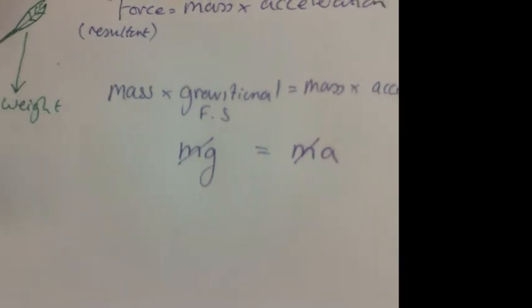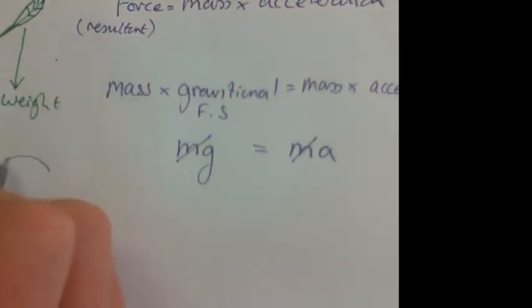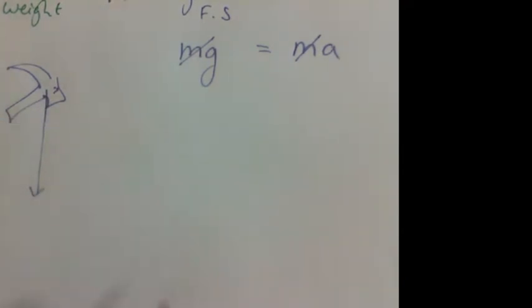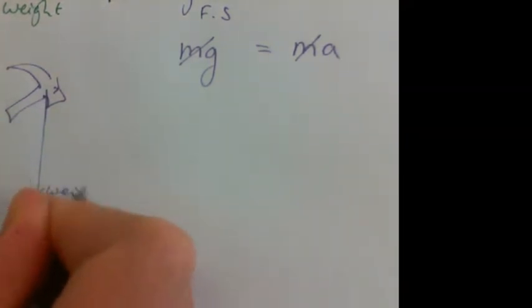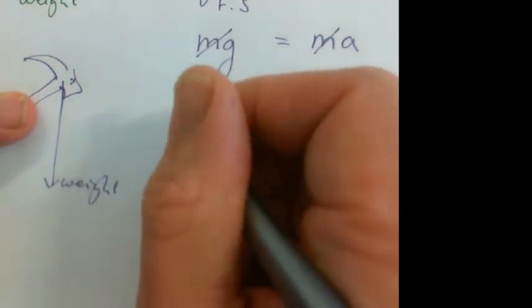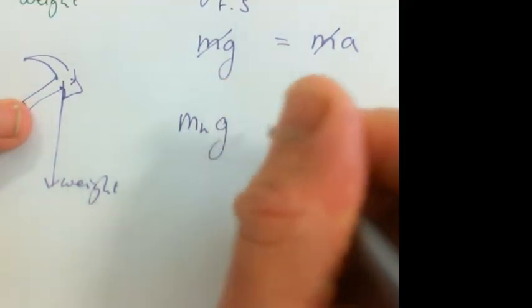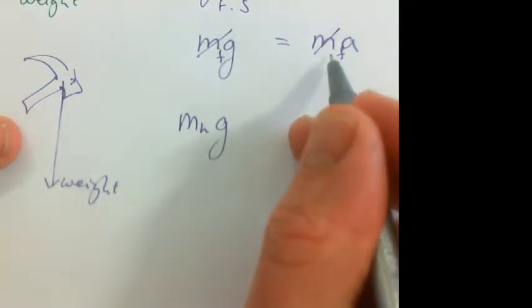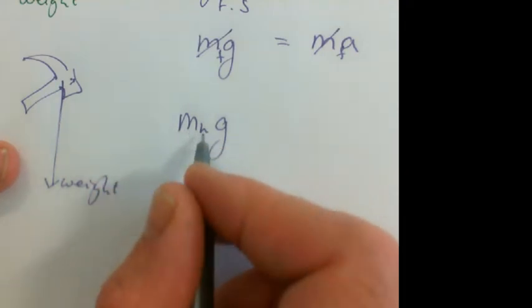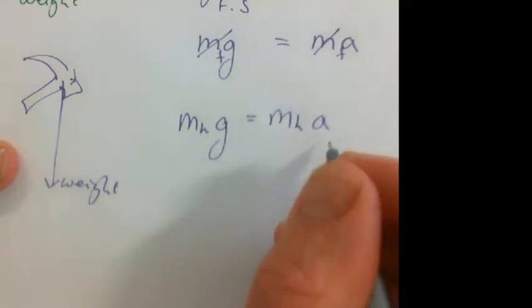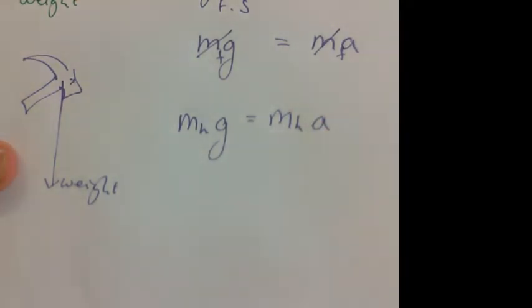And that's why, if I was also to drop a hammer on the moon, even though the value for its weight is much bigger, it would now just be the mass of the hammer times gravitational field strength equals the mass of the hammer times the acceleration. Well, it doesn't matter what that mass is, it still cancels.